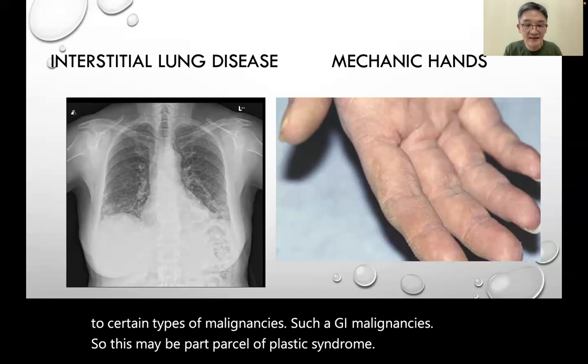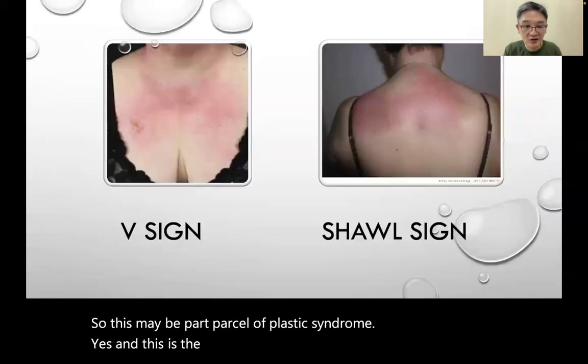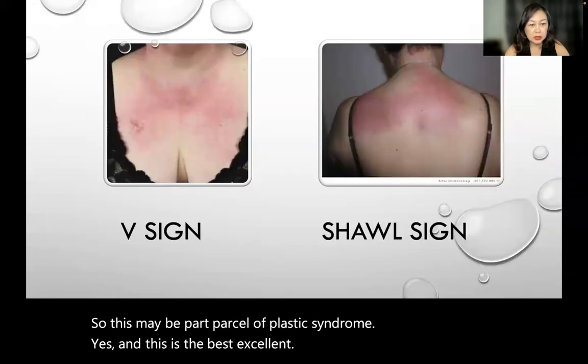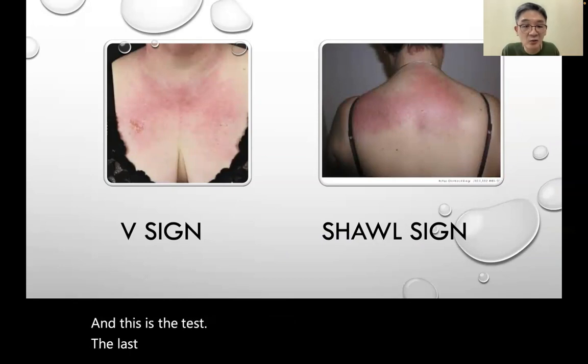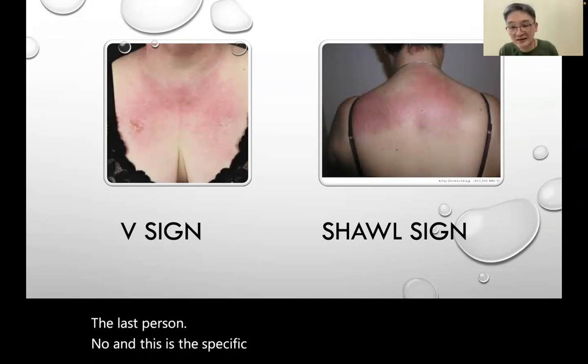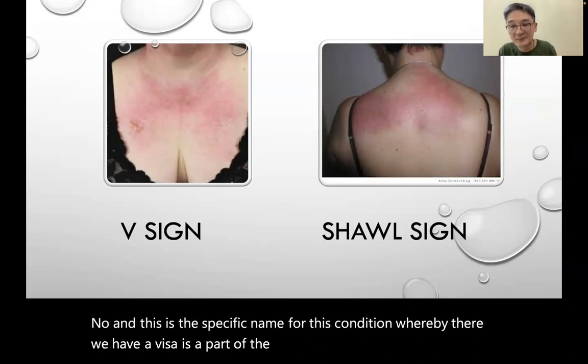Okay, yes, anti-synthetase, excellent. Sorry, can you say that again? Anti-synthetase, I mean the last person. Yes, what is that now? Is it a treatment? No, anti-synthetase syndrome is the specific name for this condition, a part of the so-called dermatomyositis spectrum with an interstitial lung disease involvement.